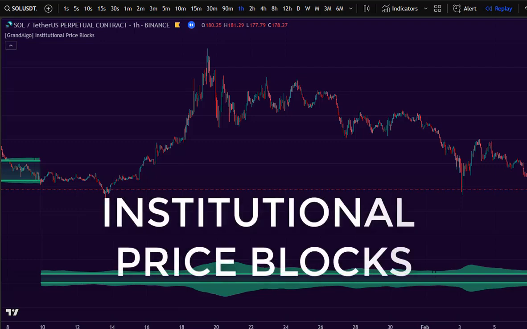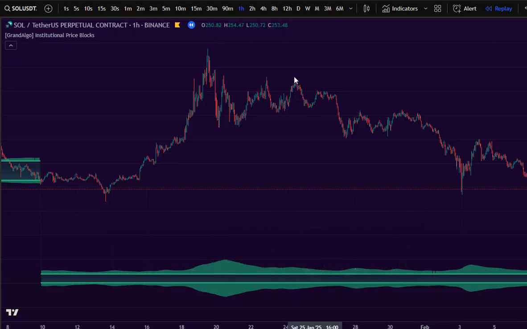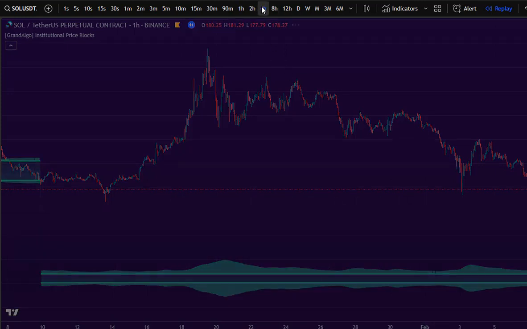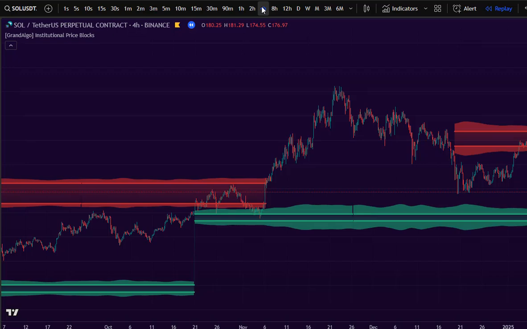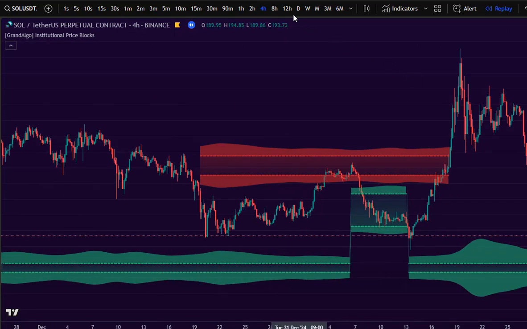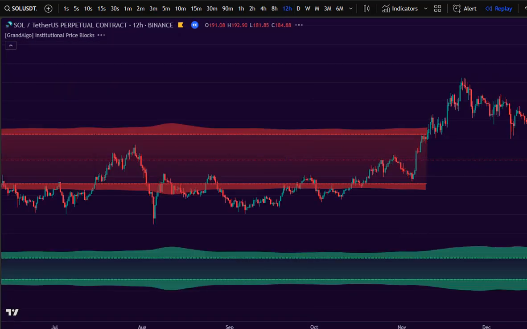Institutional traders don't follow retail strategies. Instead, they operate around key institutional price blocks, levels where large positions are accumulated or distributed. Unlike traditional support and resistance, institutional price blocks are based on real smart money activity, giving traders a more precise way to time entries and exits.